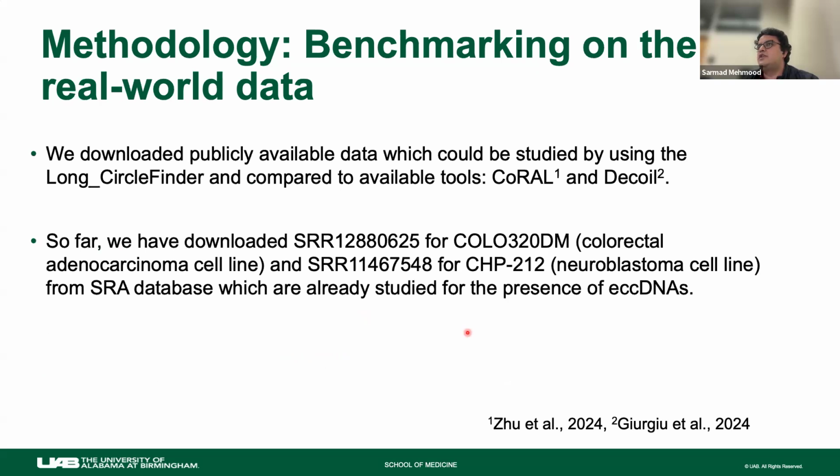For the benchmarking on real world data, we downloaded the publicly available sequencing data for two cell lines, COLO 320 DM and CHP212, for running Long Circle Finder, and then compared it to the other tools which provide eccDNA detection, named Coral and Decoil.